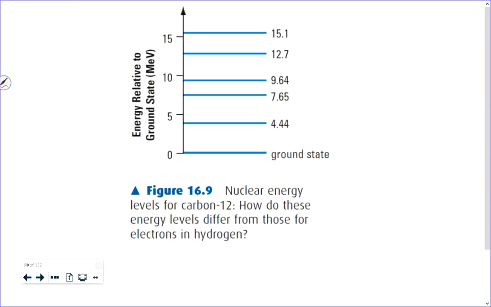So this is a diagram from the margin of your textbook in this section. This is an energy level diagram for carbon-12, for the nucleus of carbon-12. And the question is, how do these energy levels differ from those electron energy levels in hydrogen? And I'm not talking about the numbers. What is significantly different here about the energy states in this energy level diagram compared to any of the electron energy level diagrams we've looked at? Hoping somebody sees it.